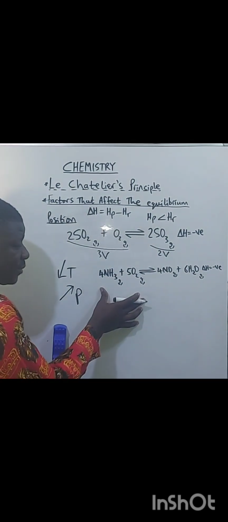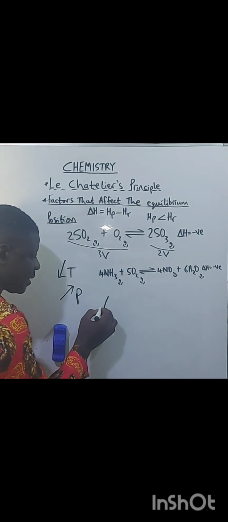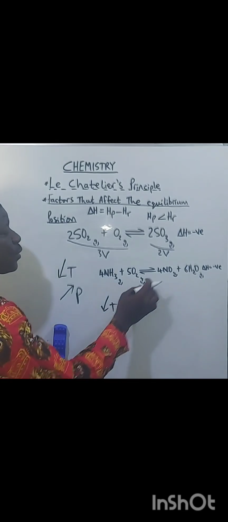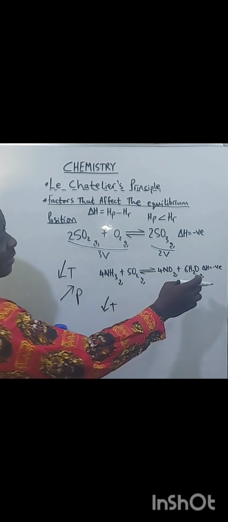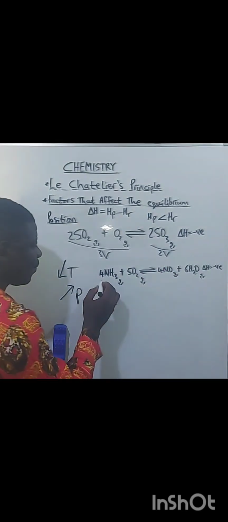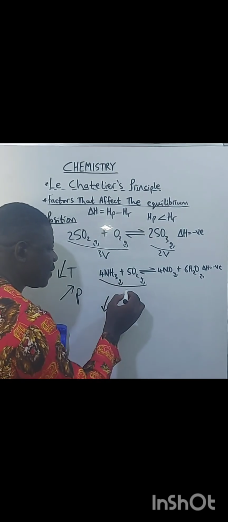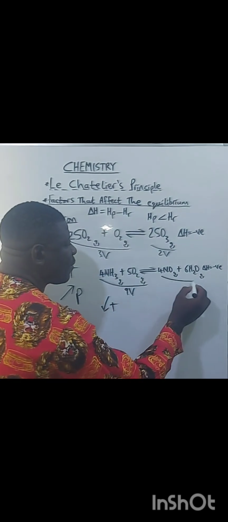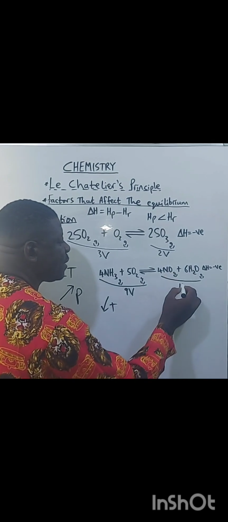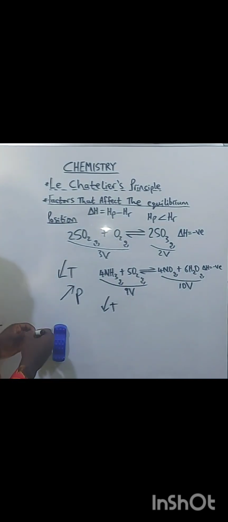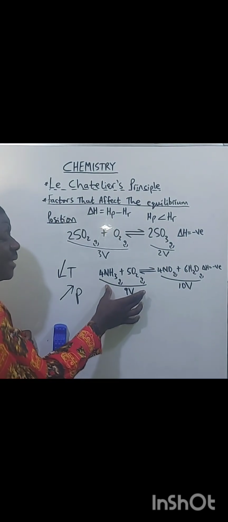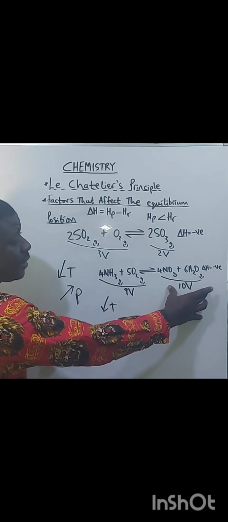So in this reaction, a decrease in temperature will also shift the equilibrium position to the right, since the reaction is exothermic. Now we come to pressure. The total volume here is 4 plus 5, which is 9. The total volume here is 4 plus 6, which is 10. Here, the total volume of the reactant is less than the total volume of the product.